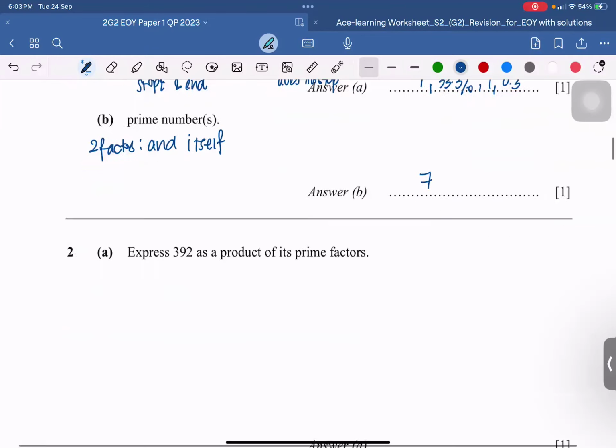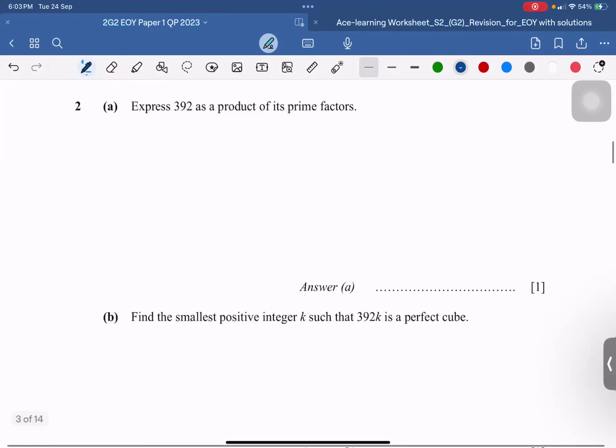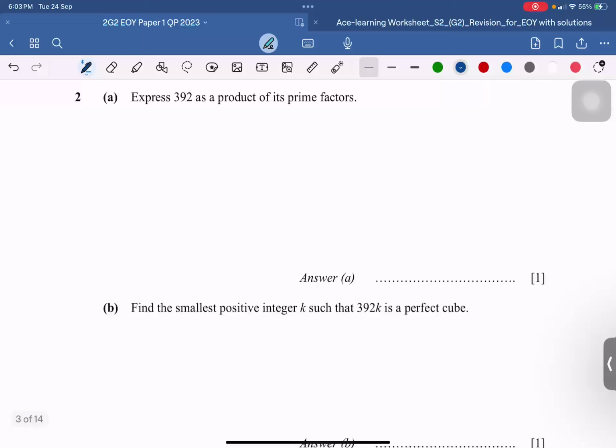Okay. Do you want me to explain question number 2? Then I quickly explain to her. But you must give me the answer for 2A. What's the answer for 2A?